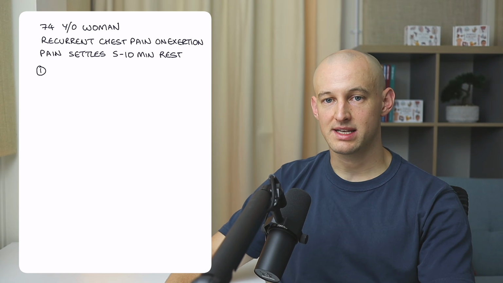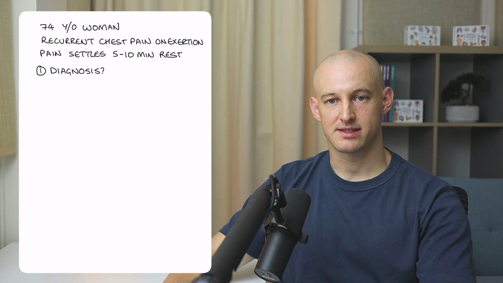Okay, on to the second case. This is a 74-year-old woman, again presenting to the GP. She has recurrent chest pain and tightness and a pressure in her chest on exertion, never at rest. The pain settles within 5 to 10 minutes of resting. Question 1. What is your suspected diagnosis?